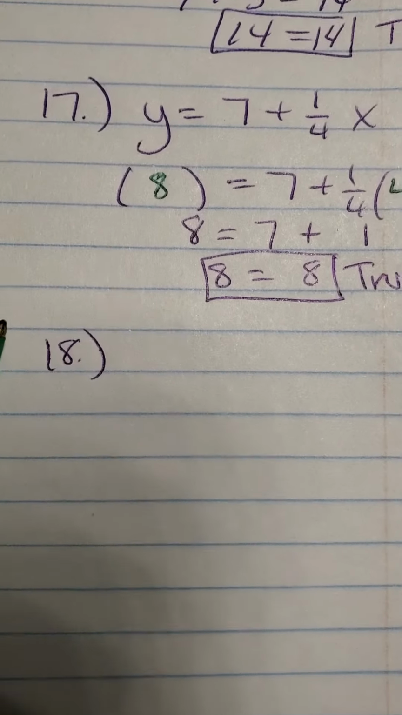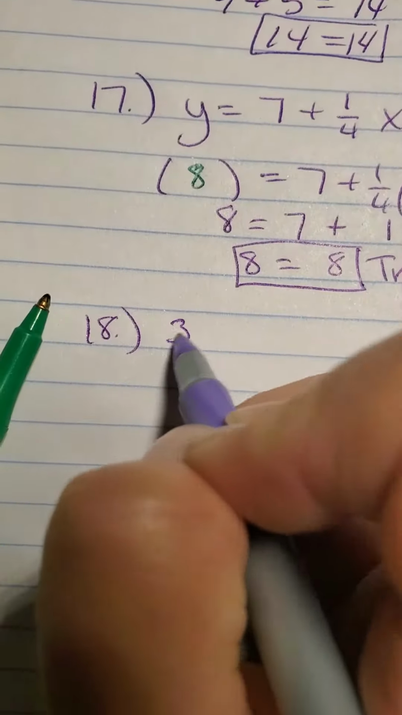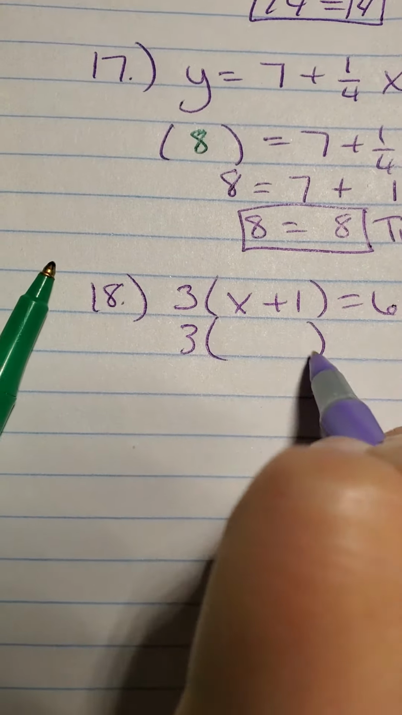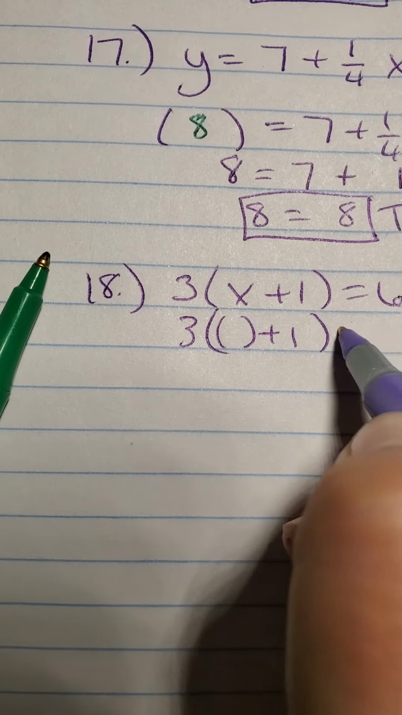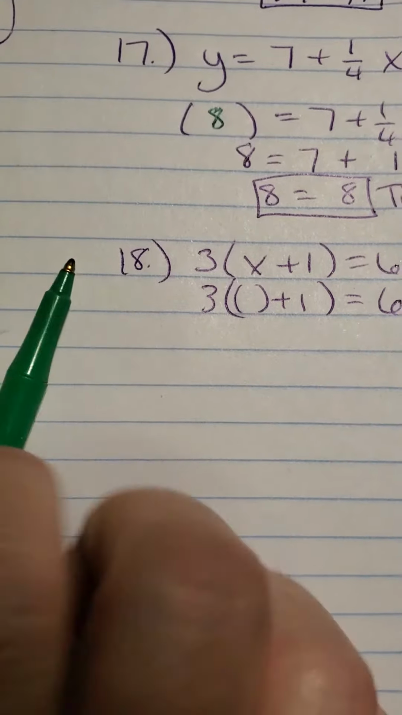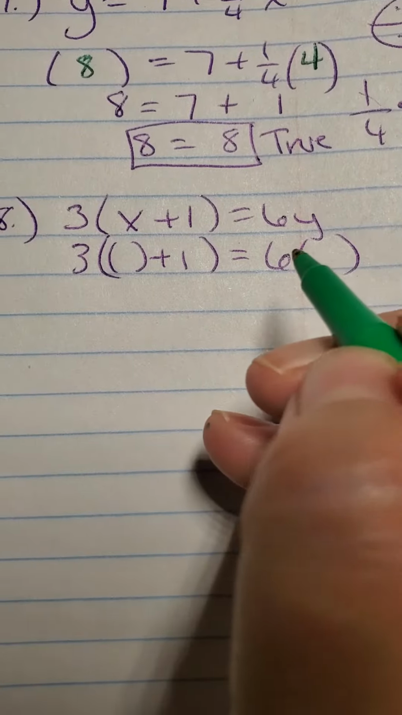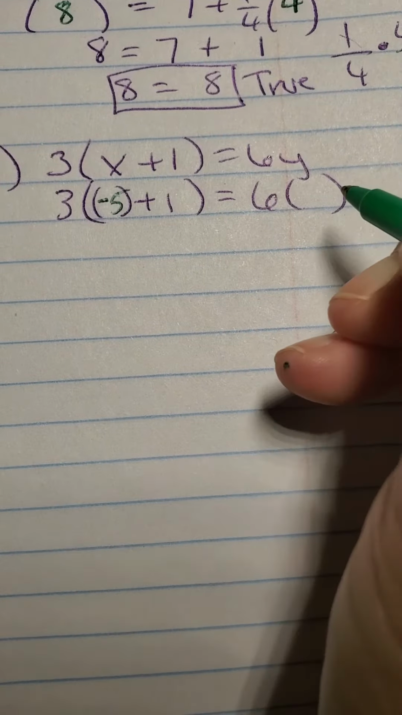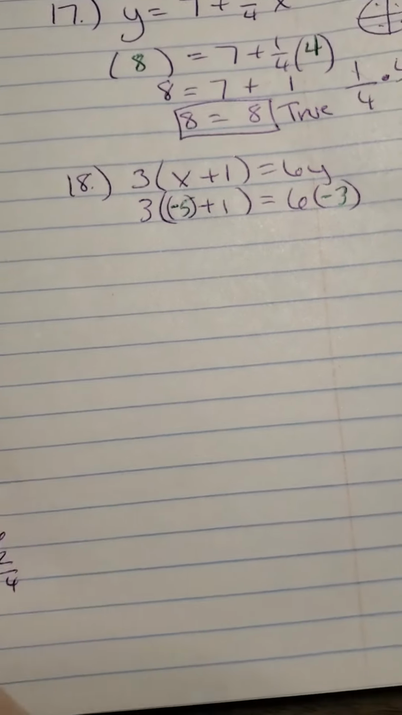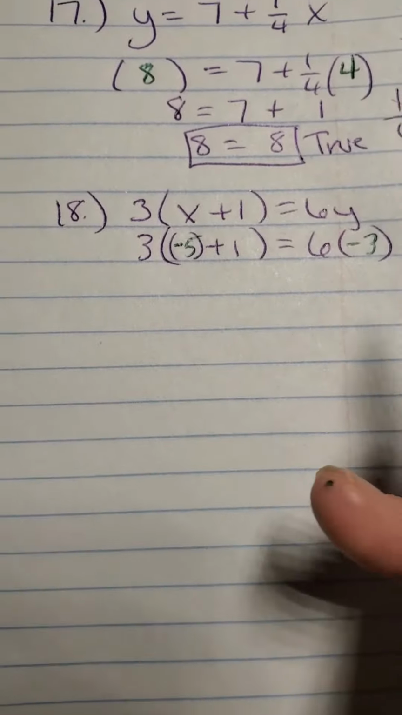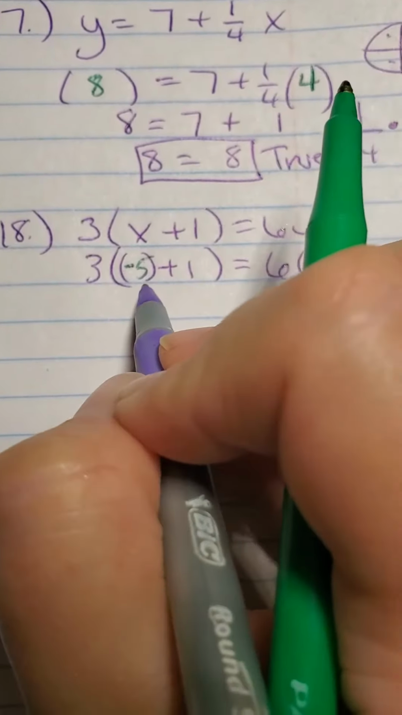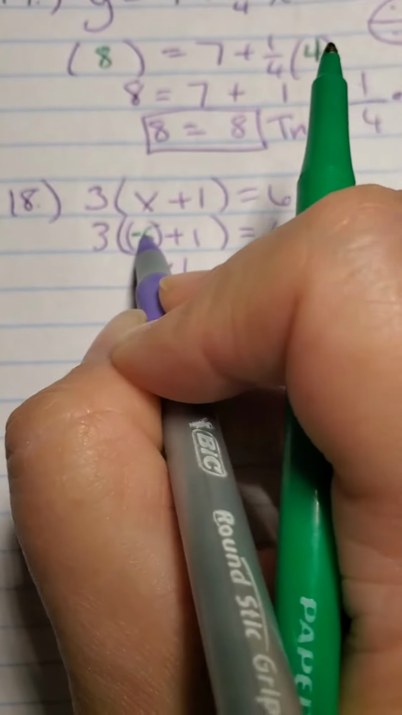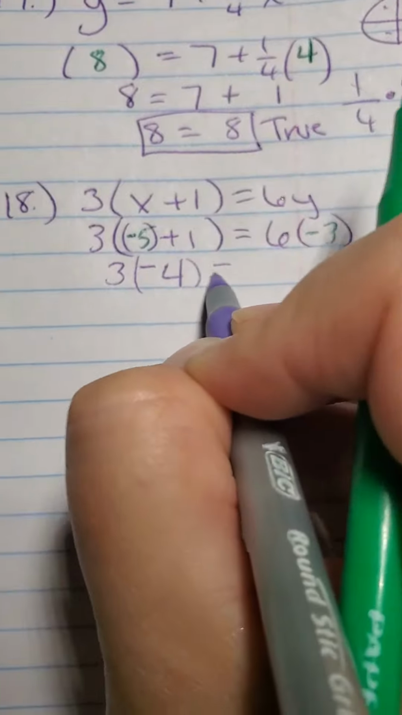Number 18. Scroll down. 3 times the quantity x plus 1 equals 6y. Plug in your variables without me. See if you can do it all by yourself. Get them set up correctly. It says x is -5 and y is -3. Ooh, feels like we're on a boat. Lots of waves. Keep it smooth. Here we go. Inside the parentheses, 2 unlike signs. Subtract the smaller from the larger, ignoring signs. Keep the sign of the larger. Copy the rest of the problem.